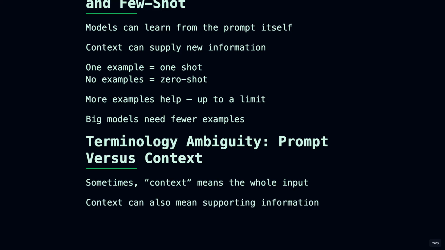Other people use context more narrowly to mean the information that helps the model do the task. In that sense, the prompt asks for something, and the context supplies the facts or background it needs.